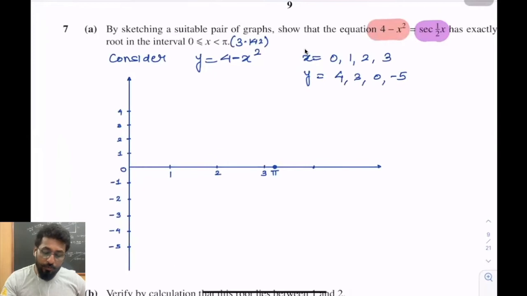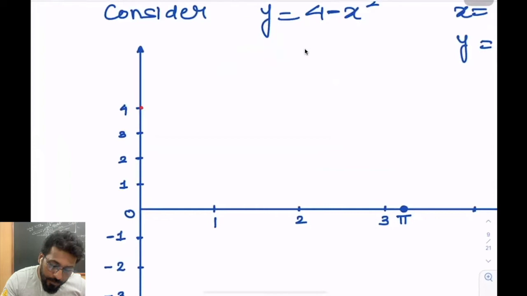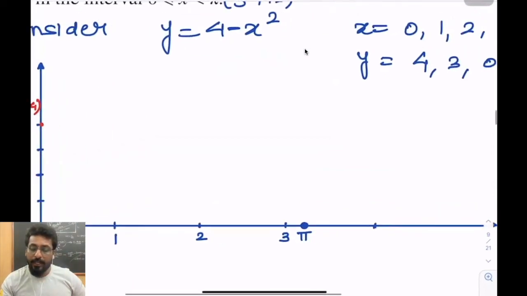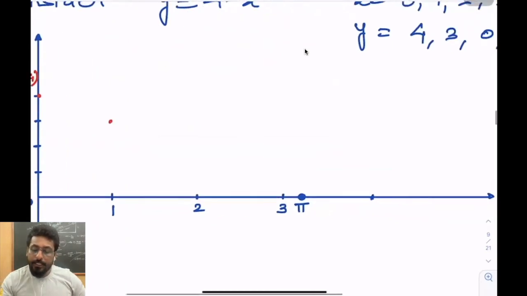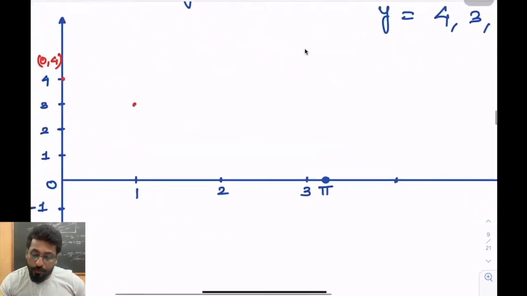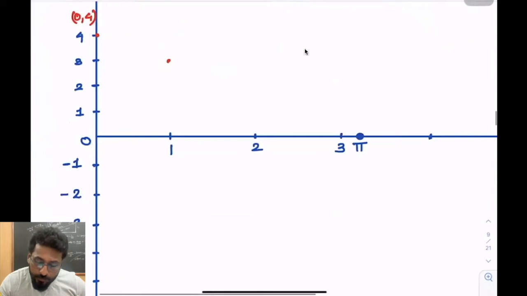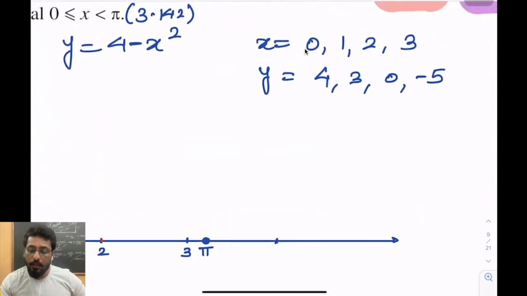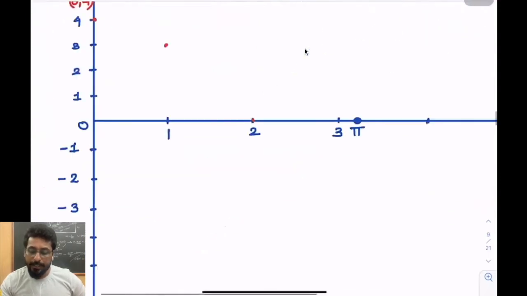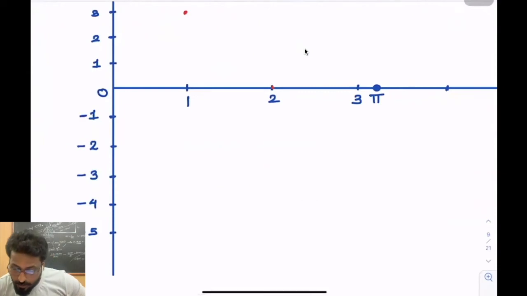So the very first point is going to be here, right? So that's 0, 4. The next point is when x is 1, it is 3. So it's going to be somewhere here. Okay. Then the next point is 2, 0. So x is 2 and y is 0. It's here. Got that? And the next point is x is 3 and y is -5. So it's somewhere here.